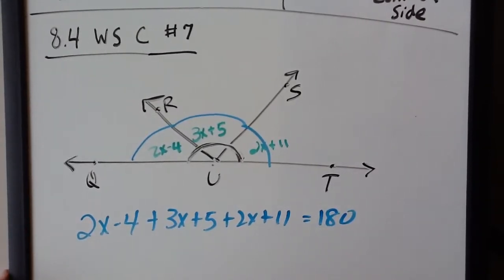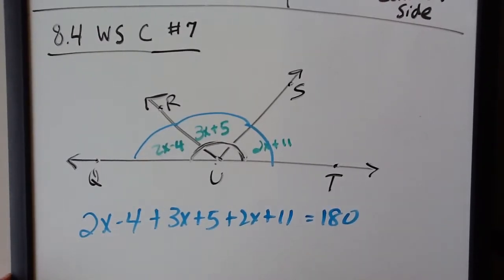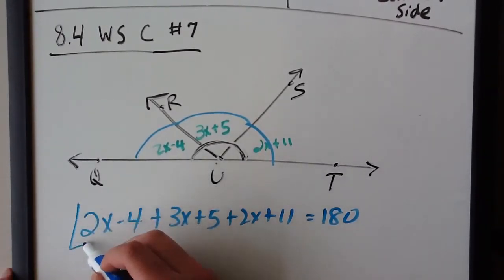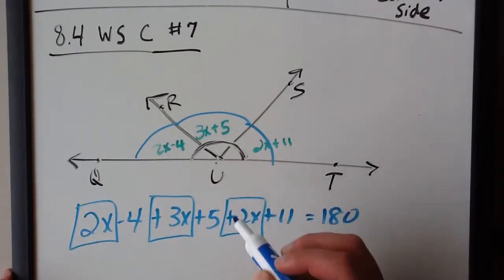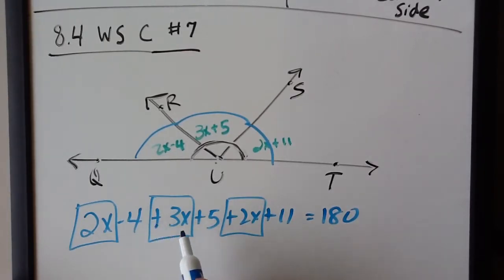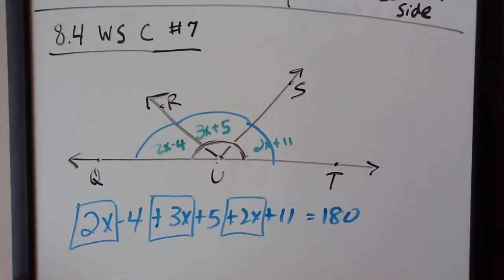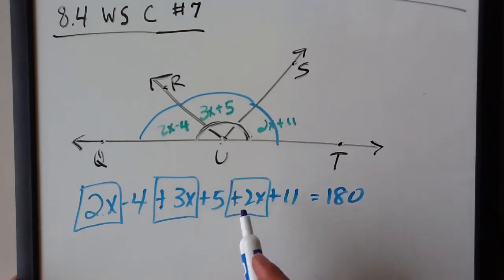So I just solved this equation by combining like terms first. Remember, look on the left side of the equal sign for like terms. So here I have 2x, positive 3x, and positive 2x. I'm going to put them in the same shape to show they are like terms. Notice how I put the positive sign inside the shape so that I know it's a positive term. So 2x plus 3x is 5x, and 5x plus 2x is 7x.